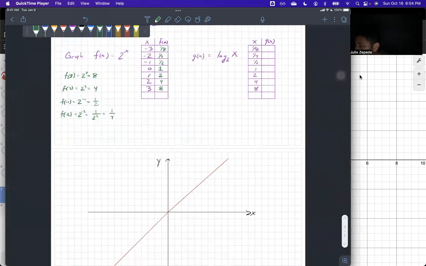And we get 0, 1, 1, 2, 2, 4, 3, 8, -1, 1/2, -2, 1/4, and -3, 1/8. And we can see that our shape would look something like this.